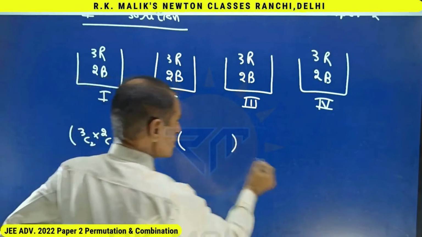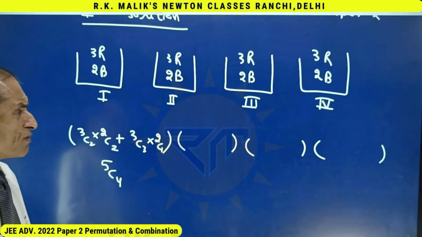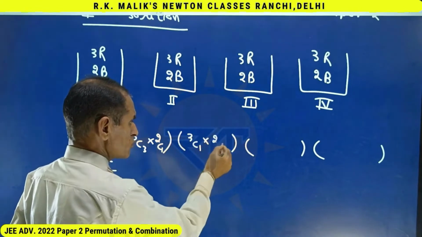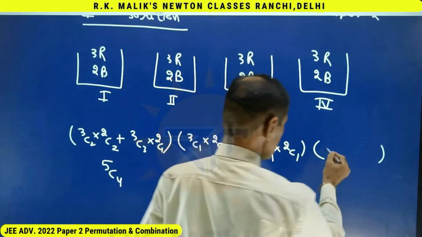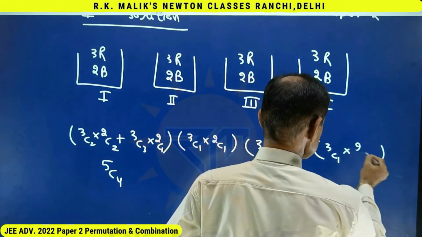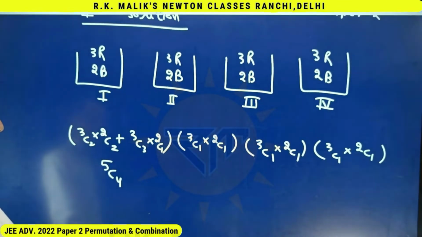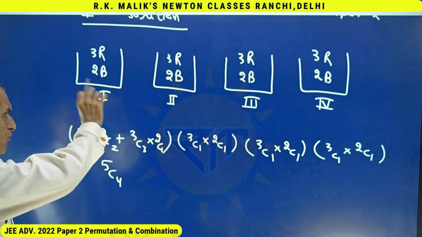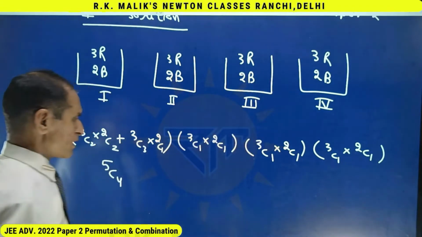And from the remaining 3 bags, the number of ways of choosing balls will be 3C1 into 2C1, 3C1 into 2C1, 3C1 into 2C1. That is the number of ways of choosing 10 balls, such that 4 balls have come from the first bag and 2 balls have come from the second, third and fourth bag.